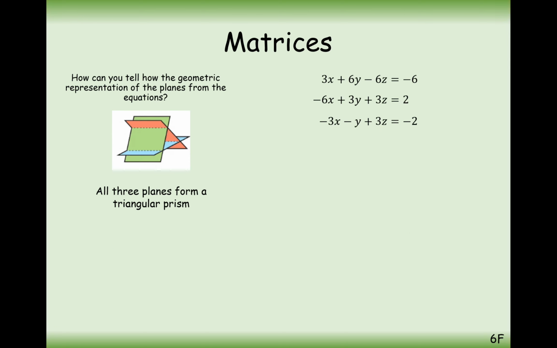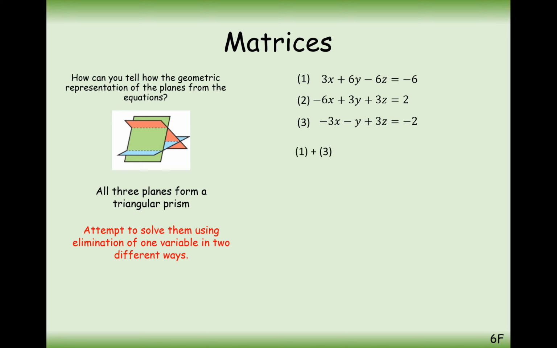Alright, let's now have a look at how we can tell that the planes form this type of construction here. So these are our planes. How can we tell that these three planes make this shape here? Well, we apply the same steps that we did previously. We attempt to solve the equations in two different ways. We're going to attempt now to cancel out one of the variables in two different ways. This time here, I think we're going to look to cancel out the x variable.